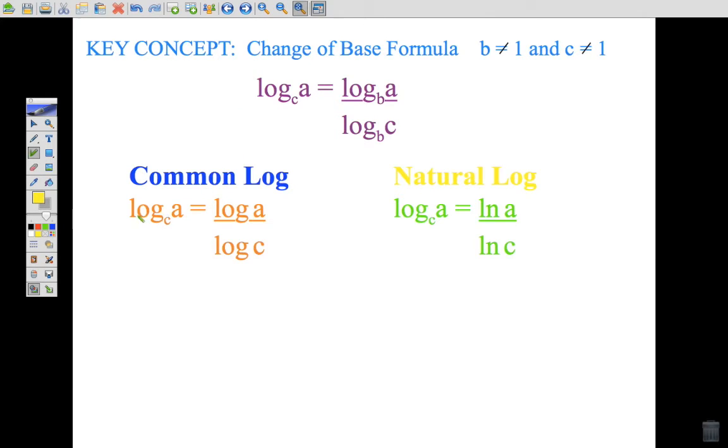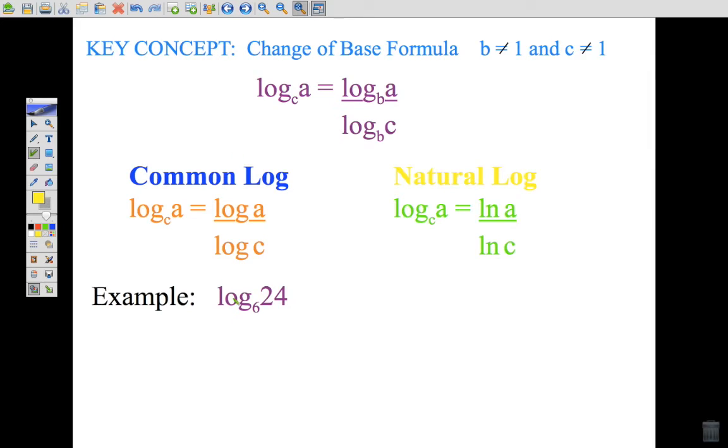When you're taking the log base C of A, you can use the common log to calculate this. You can take common log of A divided by common log of C. You also could use your natural log button if you chose. Take a look at each example.